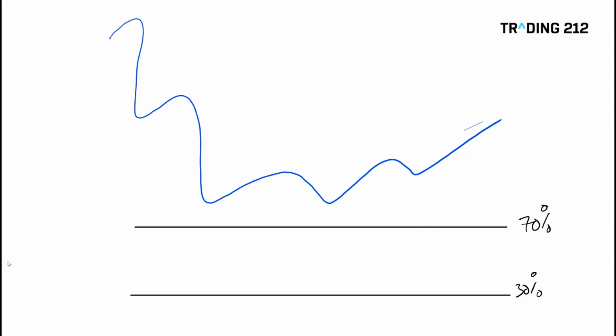So for oscillators that read between 0 and 100% in value, anything above 70, the market is said to be overbought. It's maybe got a bit too stretched to the upside. Anything below 30%, the market typically is said to be oversold. So it's maybe gone too far down. So when we're looking at an oscillator, clearly it's going to follow the path of the market.